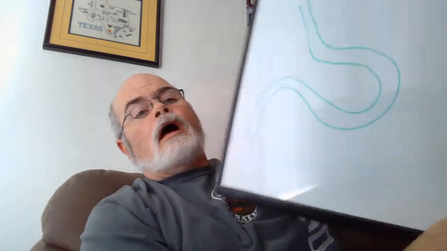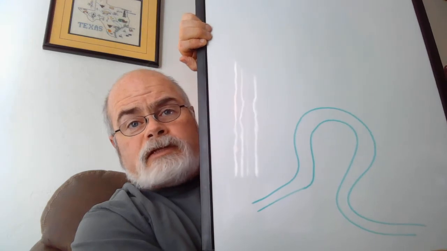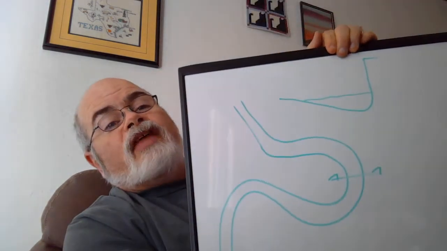Okay. This is a meander. If we turn it this way, sometimes referred to as an oxbow because of the shape it takes. Now, when we look at the meander, especially if we look right here, across it, we can see a specific form to it. It looks something like that.